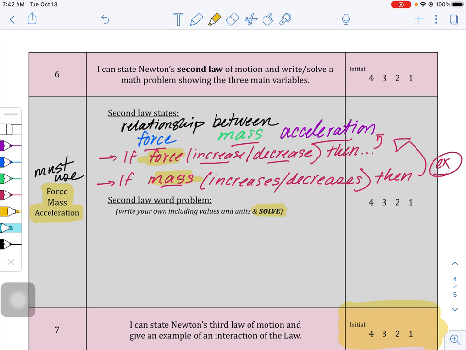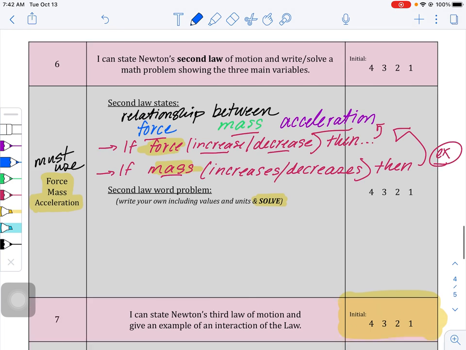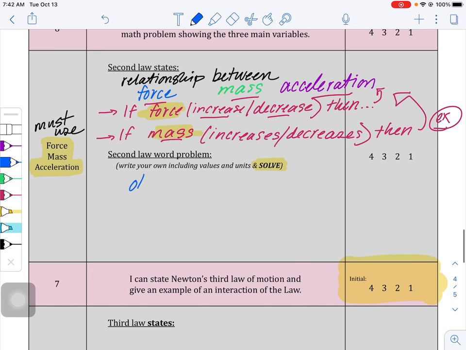So every time we use one of these key words, again, we're getting it highlighted in our explanation. Down here, we're writing a word problem. So what you want to do is think about an object and what the object is doing. And you're going to write it out in a word problem.